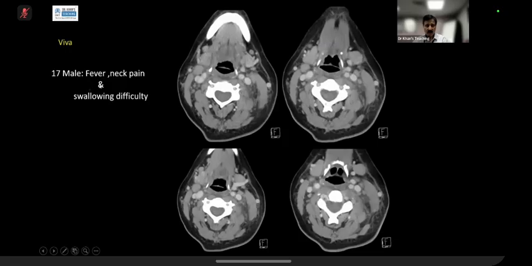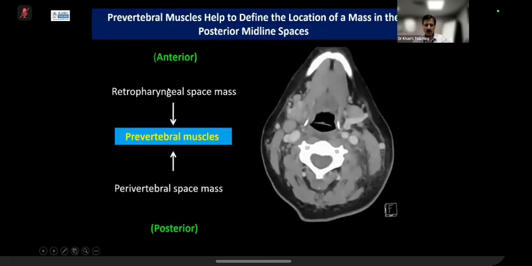With this kind of clinical picture, we should be worried, but there is a concept of effusion in the retropharyngeal space. So sometimes there can be fluid, and it will be an incidentaloma of no significance. So that is very important for you to remember.